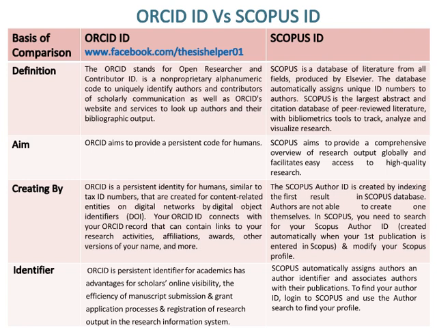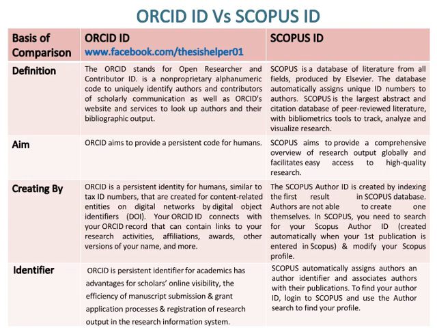ORCID aims to provide a persistent code for humans, whereas Scopus aims to provide a comprehensive overview of research output globally and facilitates easy access to high-quality research. ORCID is a persistent identity for humans, similar to tax ID numbers, that are created for content-related entities on digital networks by Digital Object Identifiers, DOI.